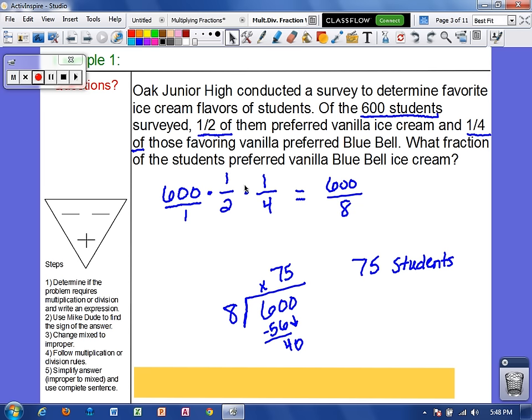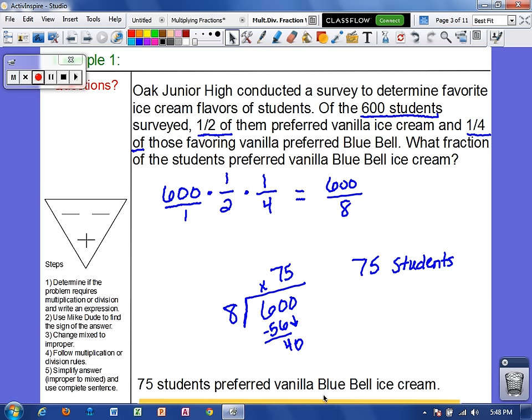And remember, this is a word problem, so our word problems are answered in complete sentences. So 75 students preferred vanilla Bluebell ice cream. Take a moment to pause and write down that answer.